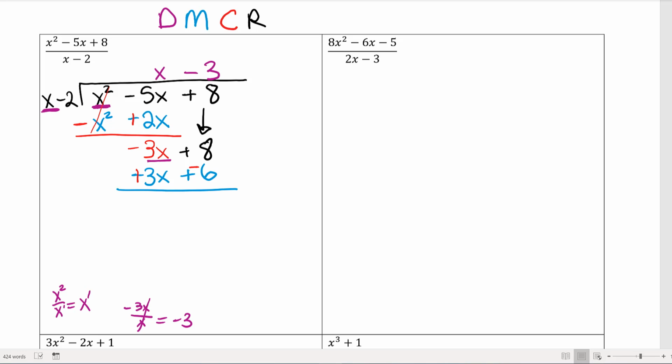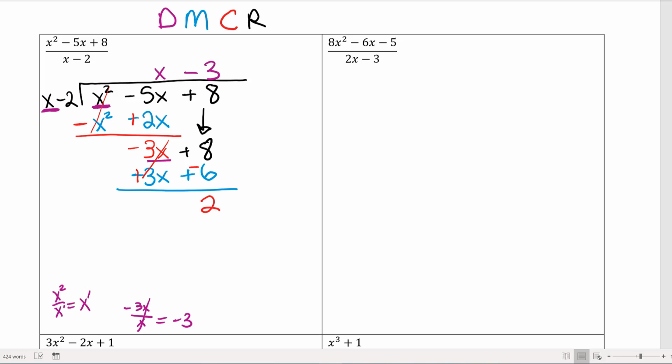Now when I add down, the negative 3x plus 3x adds to 0. That should be a nice little pat on the back. Go ahead and pat yourself on the back, because that's what you wanted to have happen. You wanted that to add to 0, so now we're just dealing with the last column. 8 minus 6 is 2, and I can't drop and repeat anything else.